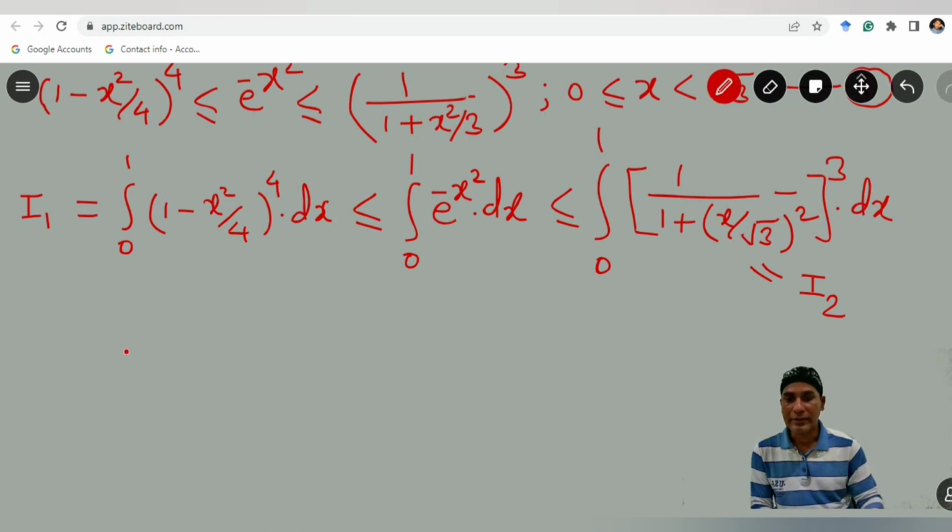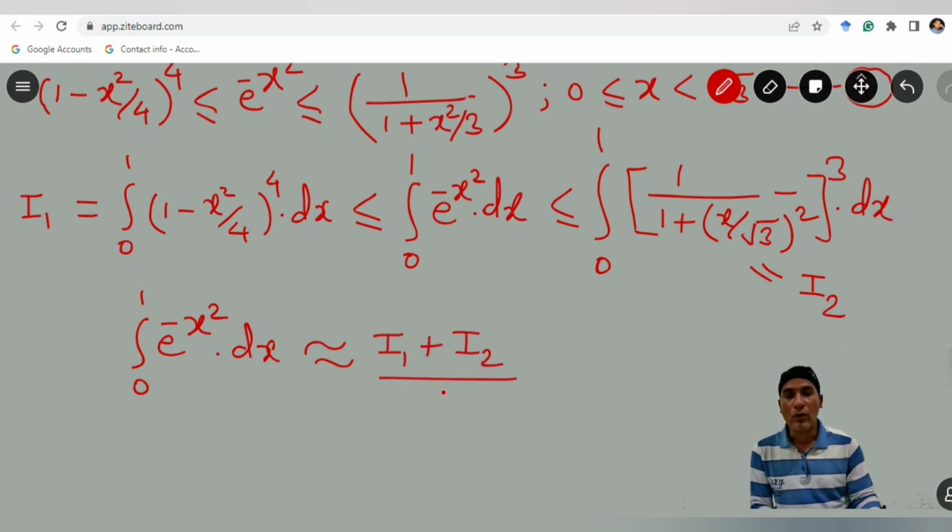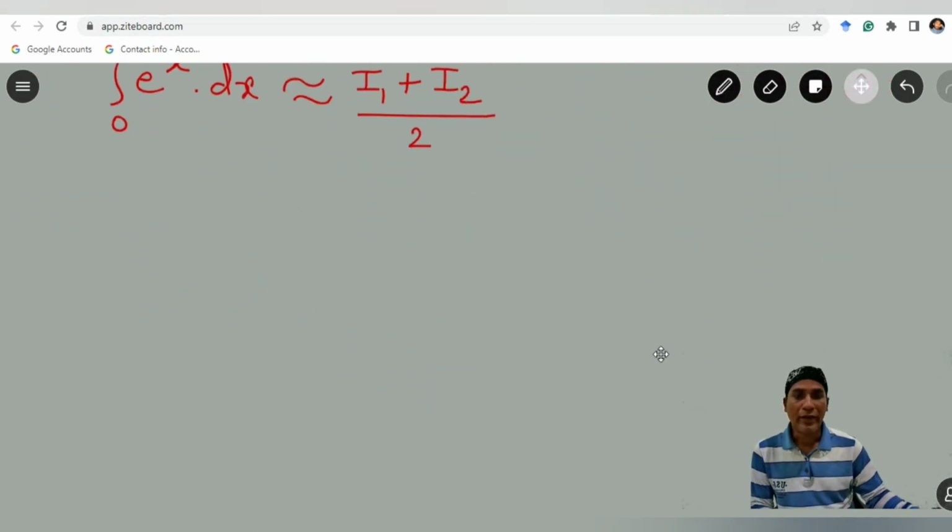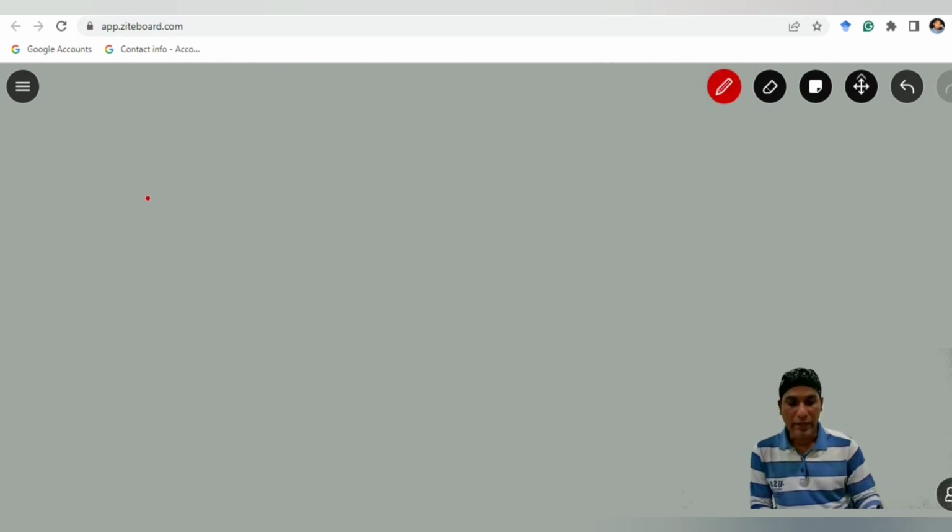That means the integral over 0 to 1 of e power negative x square dx can be approximated by (I1 plus I2) over 2. Once we find I1 and I2, we are done. So we proceed to find I1 and I2. First we take up I1.